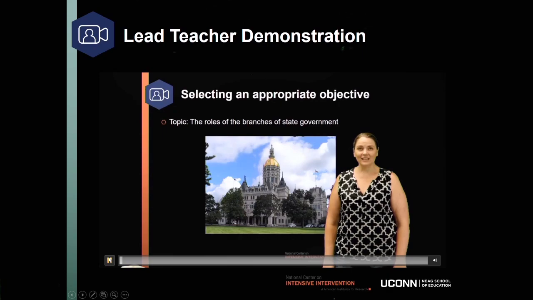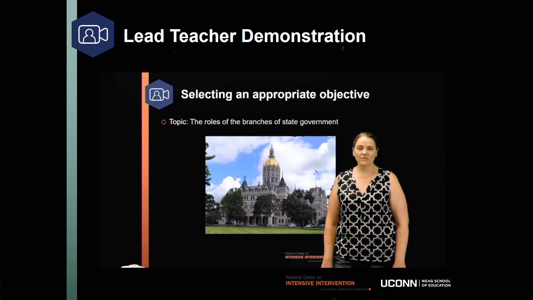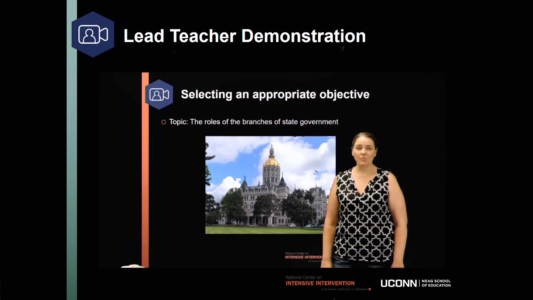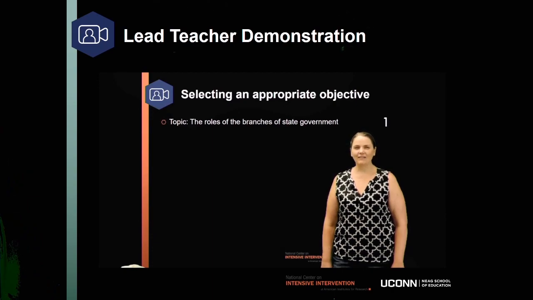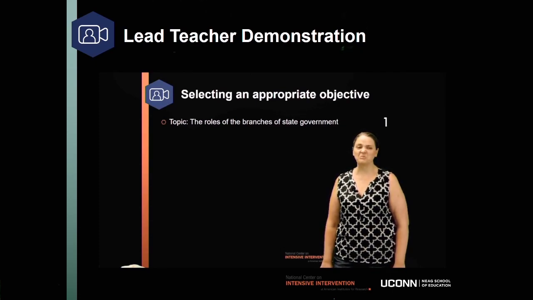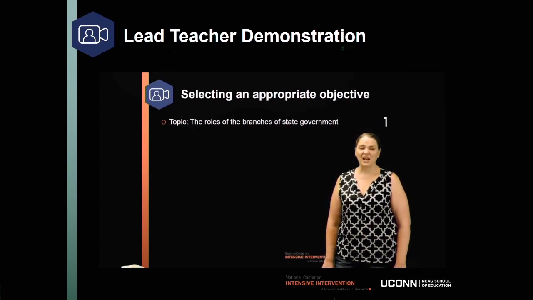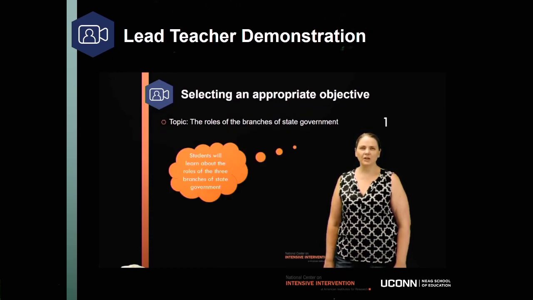I'm really excited to start planning my unit about the roles of the branches of state government. I need to come up with an objective to help me plan my lesson. I think it would be a really good activity to have the students act out the different roles of state government. I could give them materials, they can make costumes, we can do some dramatic play, some theater. I think they'd really enjoy that. They could design the outfits and act the roles out with each other. So my objective would be students will learn about the roles of the 3 branches of state government.